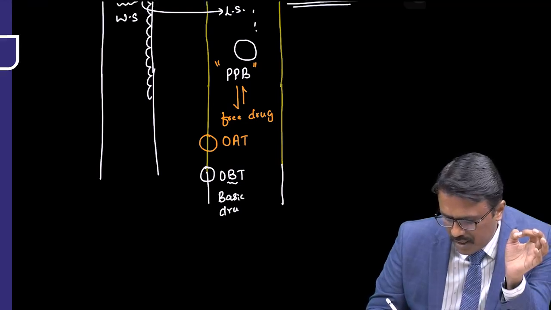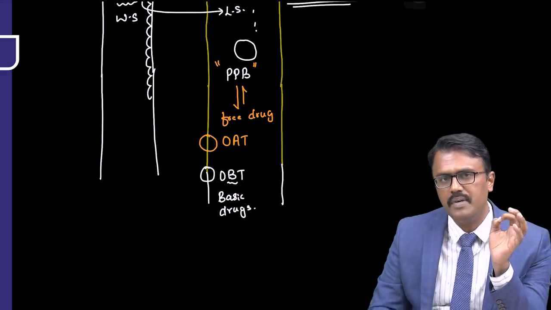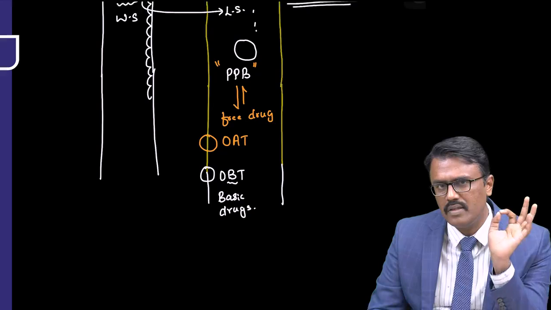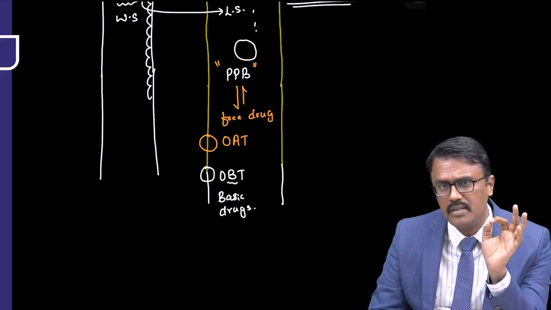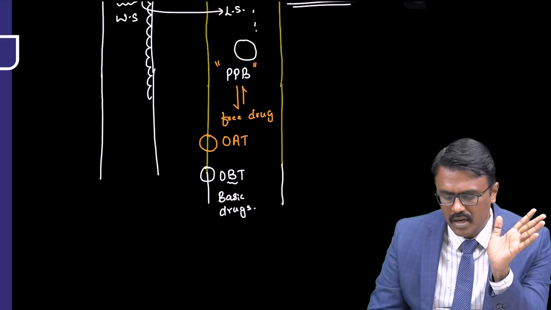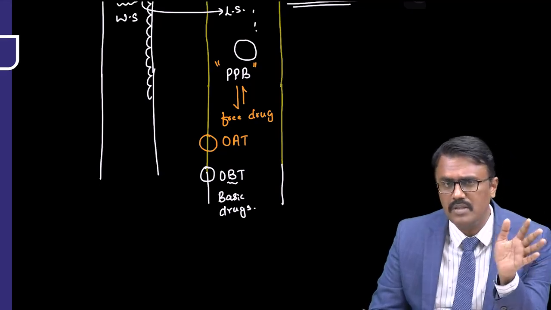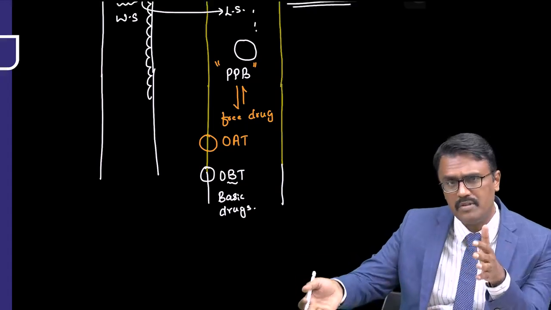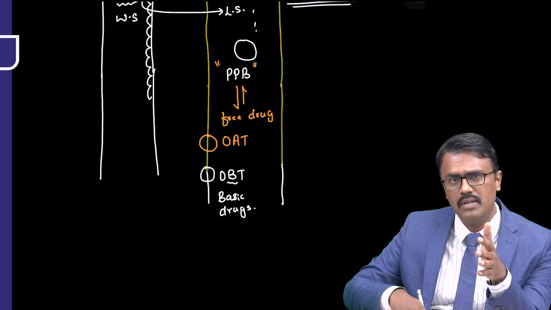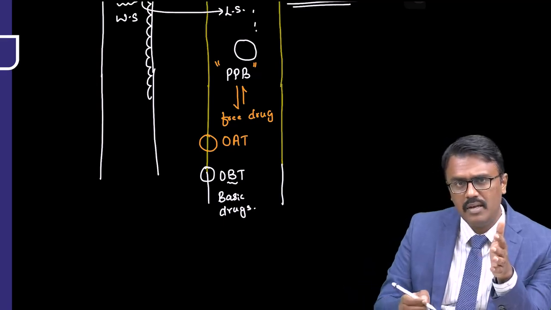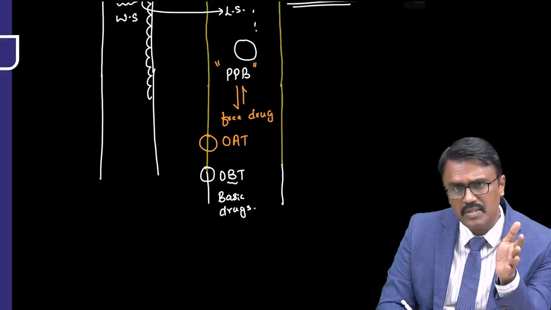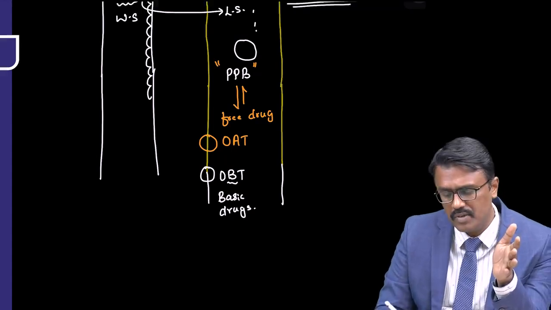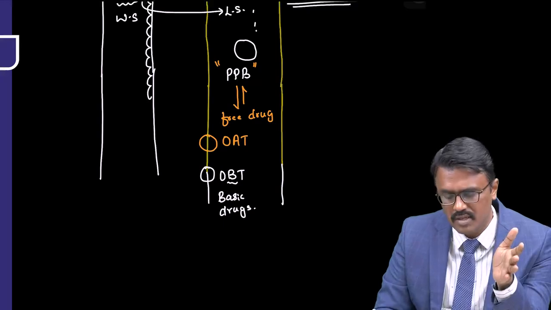It's like Uber and Ola. Acid drugs take this OAT, basic drugs take OBT. Now, is it a one-way process or two-way process? It's a two-way process. You can go from your home to office, then office to home. So the drugs can be secreted or they can be reabsorbed with these transporters. So it's a two-way process.